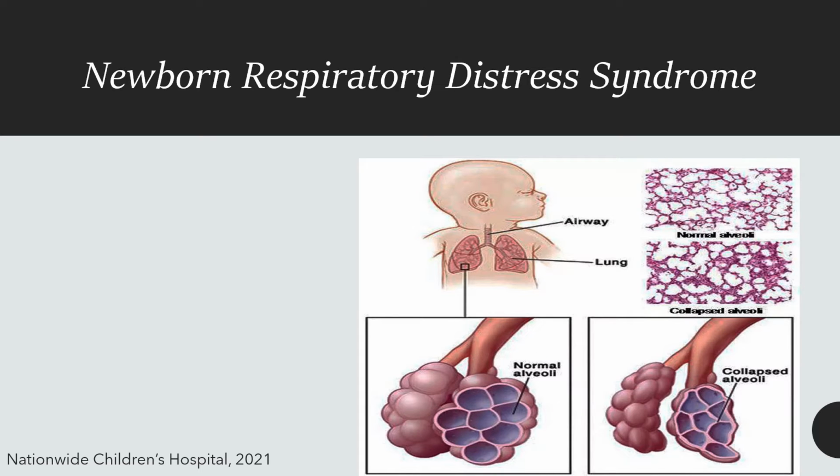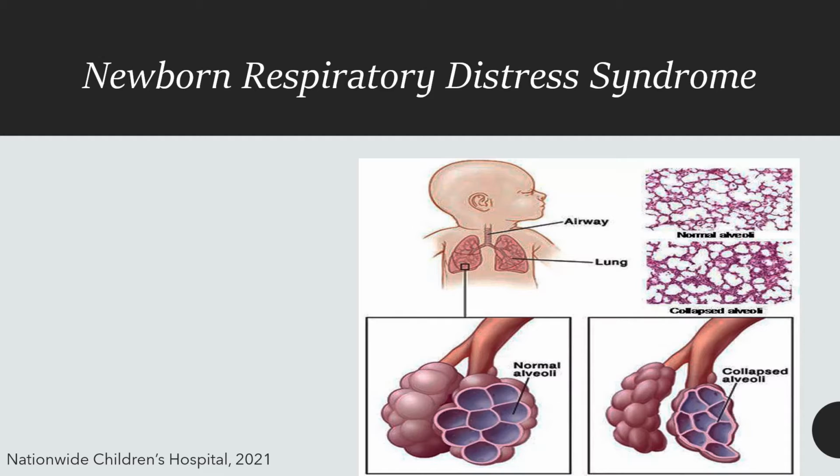Newborn respiratory distress syndrome is a condition in newborns that is caused by an insufficiency of the pulmonary surfactant. Newborn respiratory distress syndrome occurs in infants that are born prematurely and need extra oxygen or help breathing due to underdeveloped lungs. Respiratory distress syndrome occurs when the baby does not have a sufficient amount of surfactant in the lungs.